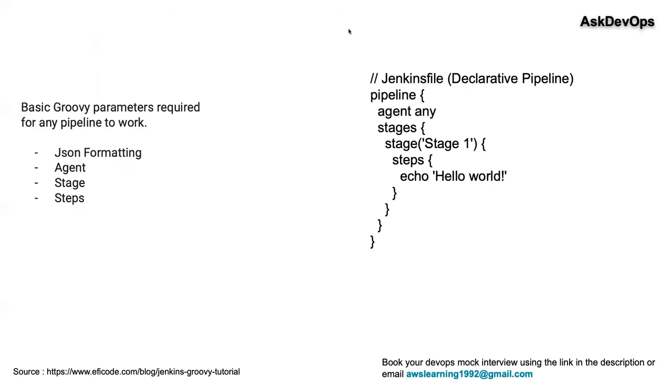See a small pipeline code that I have written on the right side. It's a Groovy scripting pipeline code, so it has some parameters mentioned. Formulate this into what is the requirement. First of all, the JSON formatting has to be proper. First point.